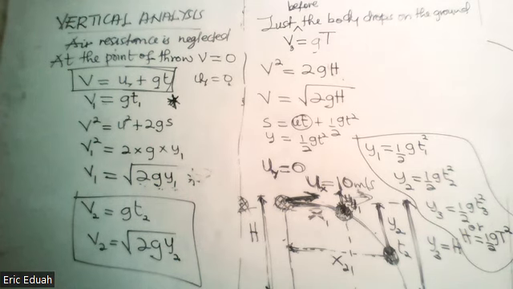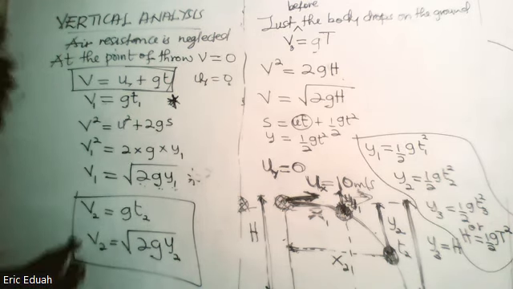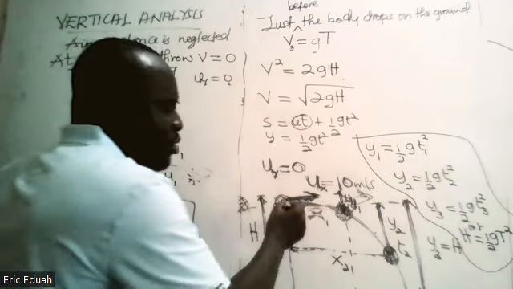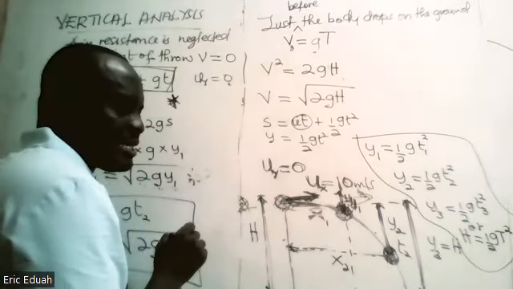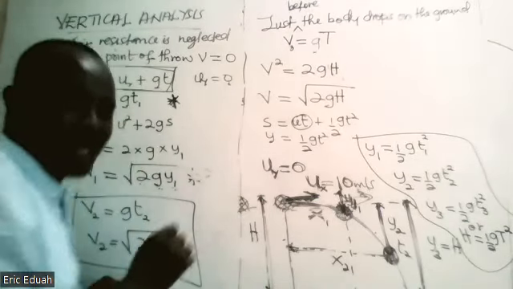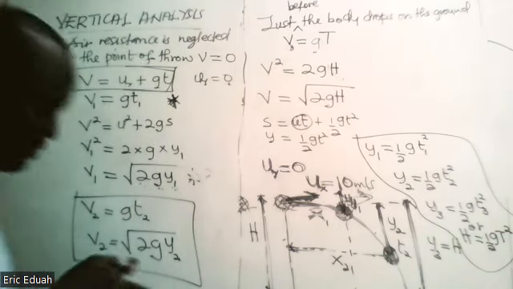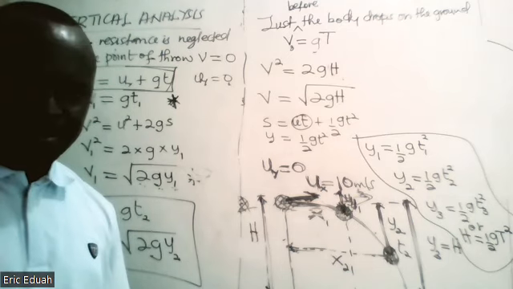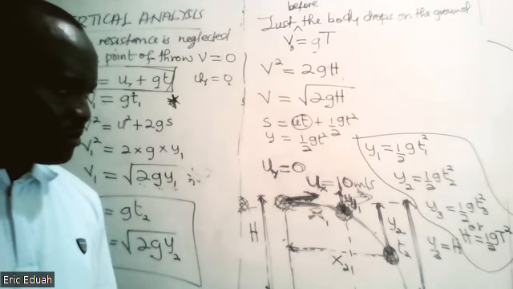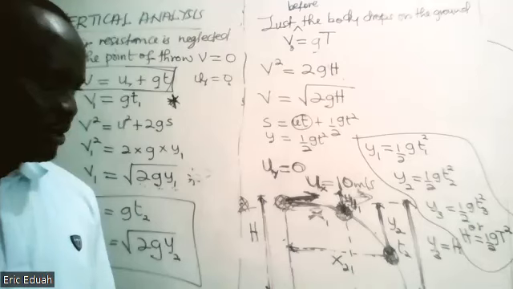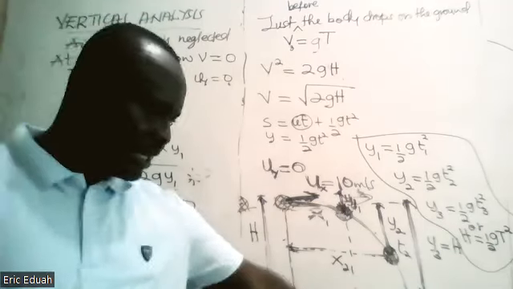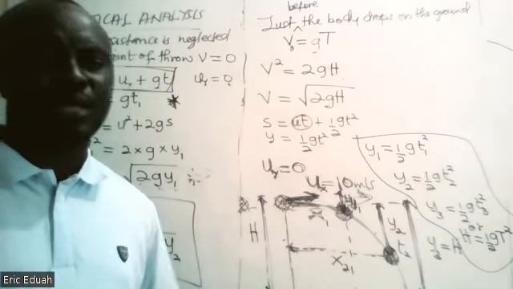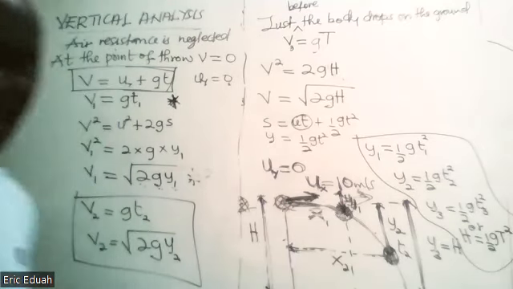Please, are we okay? Yes, please. Okay, so we have found expressions for determining horizontal distances and vertical distances. Please, is the time of flight the same as T3? Yes. So T3 is equal to capital T, which is the time of flight.